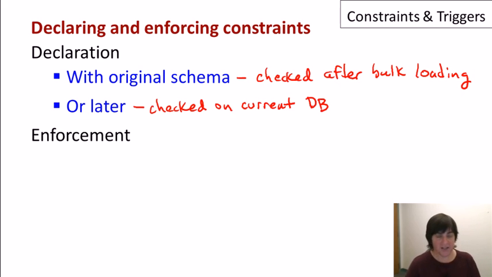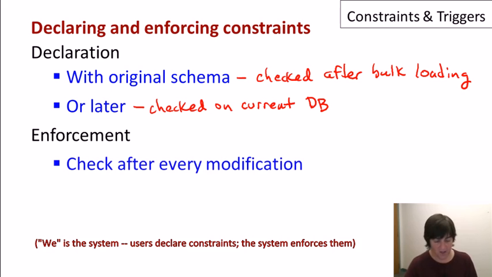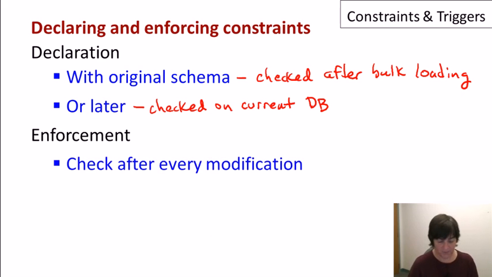Now, this talks about checking constraints on a single state of the database, but of course, as the database is modified, we have to continue to check constraints. So the idea is that once a constraint is in place and it holds on the database, then every time the database is modified, the constraints have to be checked.